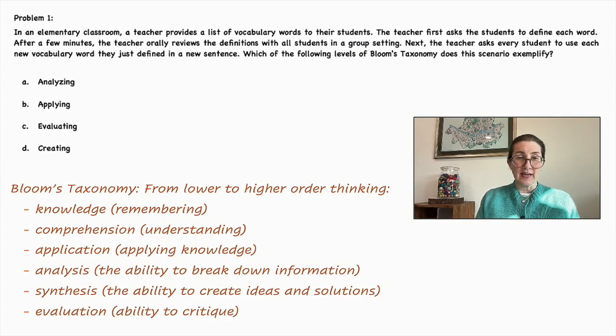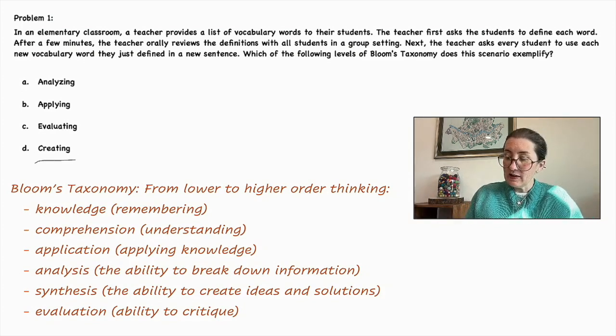Let's look at Bloom's taxonomy, Bloom's cognitive domain, and we'll start from the bottom and go to the higher order thinking. So the first level is knowledge, and that's remembering. Then comprehension, which is understanding. Application, which is the ability to apply that knowledge. Analysis, which is the ability to break down that information further. Synthesis, that's when you're creating new ideas and solutions. And then evaluation, which is the ability to critique.